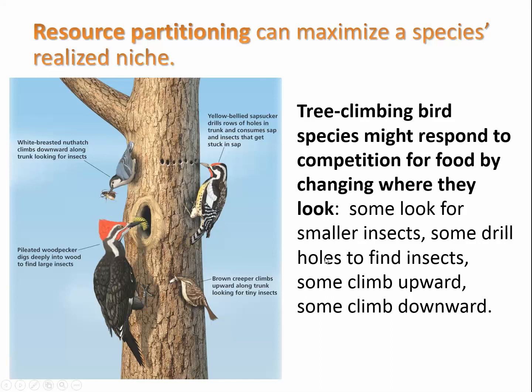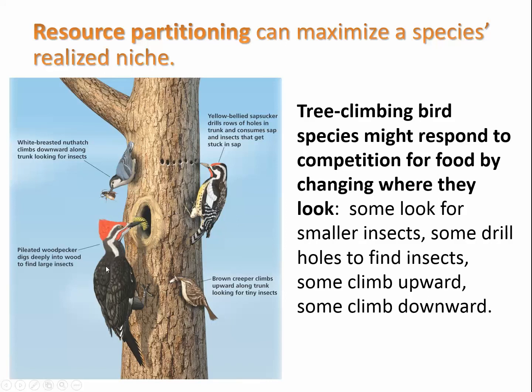Some drill holes to find insects. And so we see the sapsucker drilling holes for insects. Some climb downward along the trunk looking for insects, like this white-breasted nuthatch. And some climb upward. I got that wrong here. The upward one is the woodpecker. It's climbing upward and it's able to go into the deeper areas.